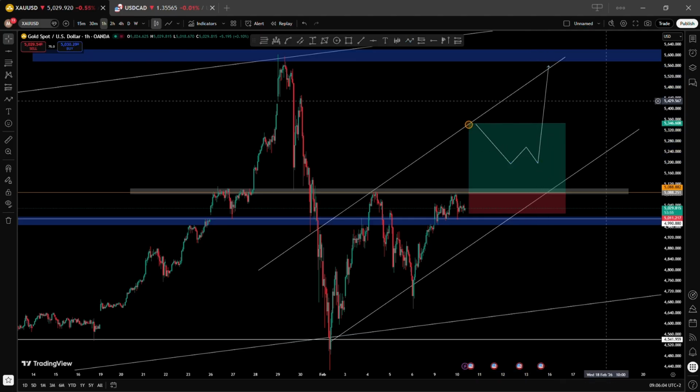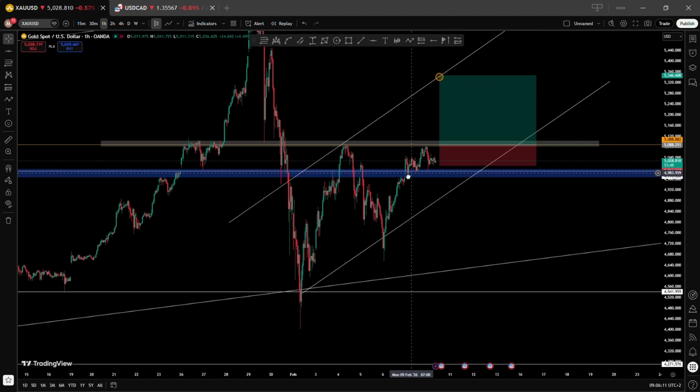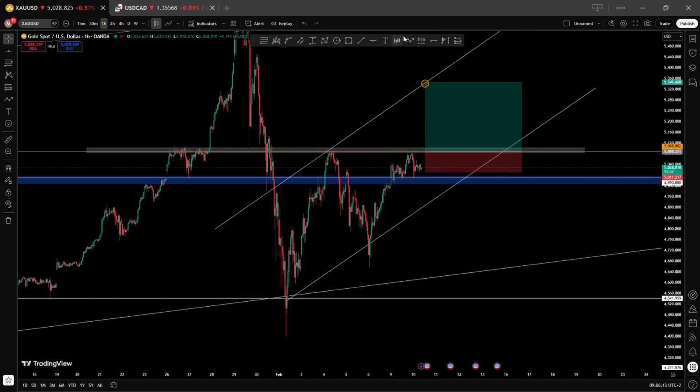This is my structure on gold. Hopefully you guys have actually understood that we can be preparing for massive buys on gold. That's my analysis. Remember guys, there's also a probability and a possibility.